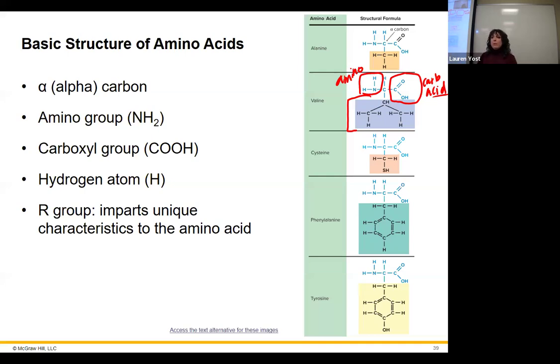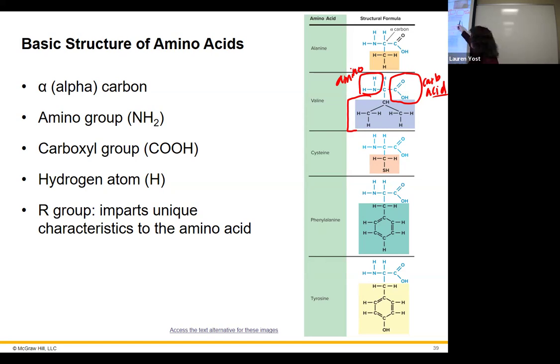So we have 22 different amino acids. 20 of them are really the most commonly used ones. Some of them we can't even make for our own body, so that's another example of a growth factor, for us anyways. Some bacteria are like that too. So that's our R group. That's what really gives that specific trait to that specific amino acid.